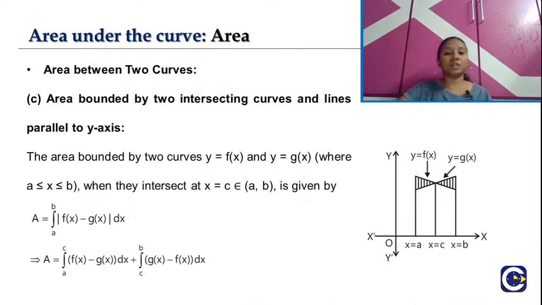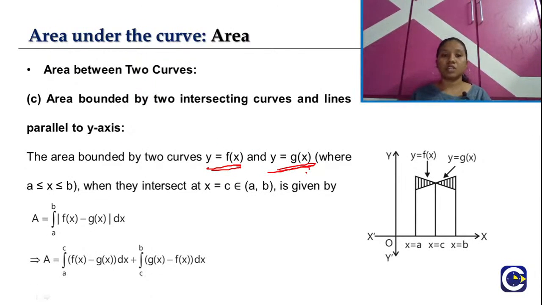So let's see the third case here. Here comes the third case, guys: area bounded by two intersecting curves and lines parallel to the y-axis. Here we have two intersecting curves. Let's consider two curves, again the same thing: one is y equal to f(x) and the other curve is g(x). If you plot the graphs of these two curves, they look something like this.